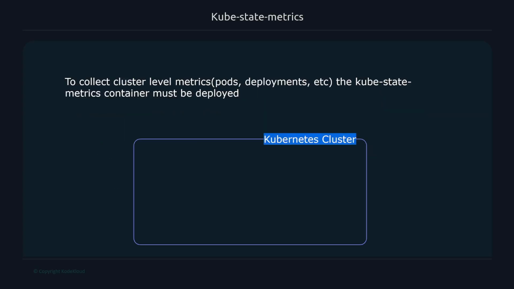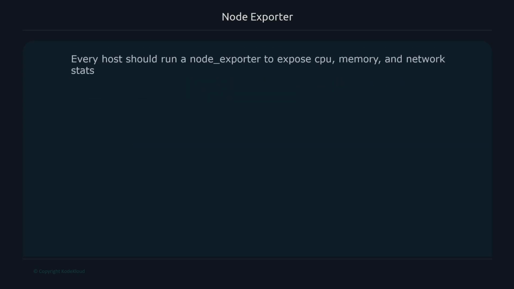Now, by default, we are unable to collect cluster level metrics like pods or deployments or services or things of that nature. Kubernetes just doesn't by default expose those metrics. And so to get access to those metrics, we have to install the kube state metrics container into our Kubernetes environment. And that container is going to then be responsible for advertising those metrics or making them available for our Prometheus server. So just something to keep in mind, you will have to deploy a container to actually get access to that information.